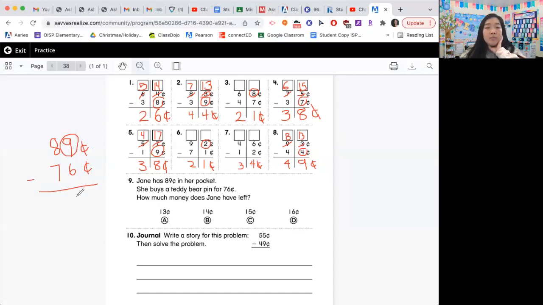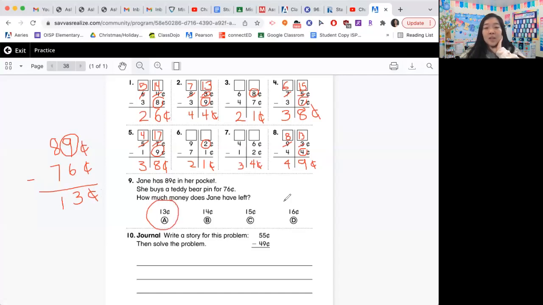More on top, no need to stop. What is 9 minus 6? 3. Okay, what is step 2? Subtract the tens. Okay, 8 minus 7. What is your answer? 1. So what is our total? 13 cents.